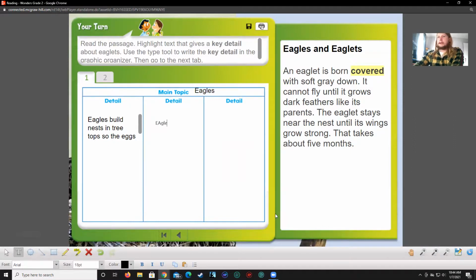So eaglets are born with down, and they stay in the nest until they can fly. So as long as it's about an eagle, you're fine. You can write any details. These details are just going to help you figure out more about eagles.